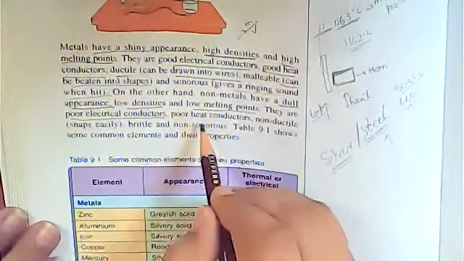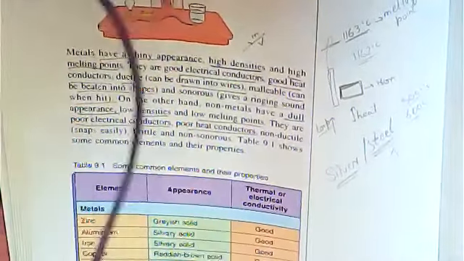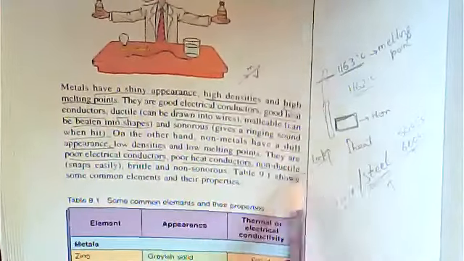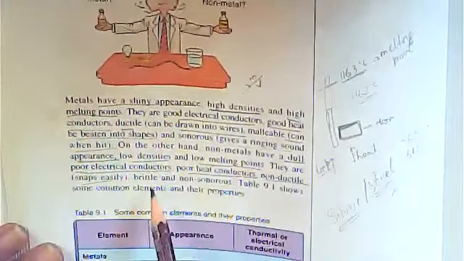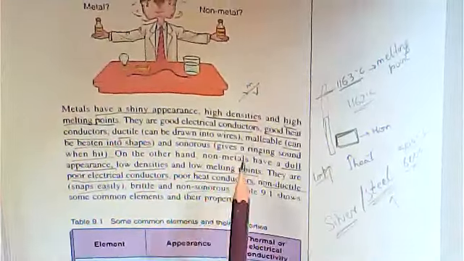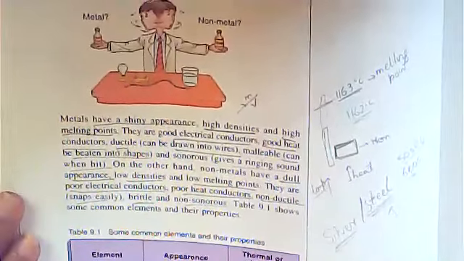Also they are poor heat conductors. Obviously if you provide heat to this wire, it will burn easily. They are non-ductile. You cannot make shapes. They are brittle, and not sonorous. So these are all the characteristics of non-metals, right?